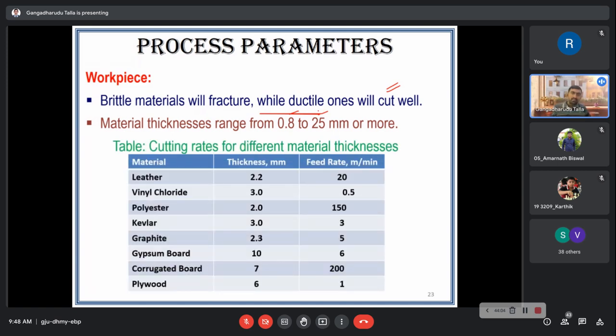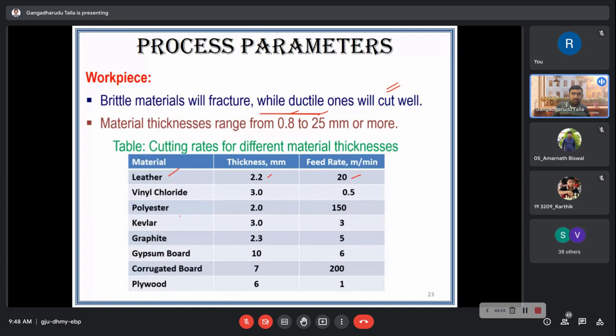So based on the material, you can see now the thickness. If you are cutting leather, you can cut around 2.2 thickness. Your feed rate means the moving velocity of the jet. You can use 20 meters per minute. You can cut like this.